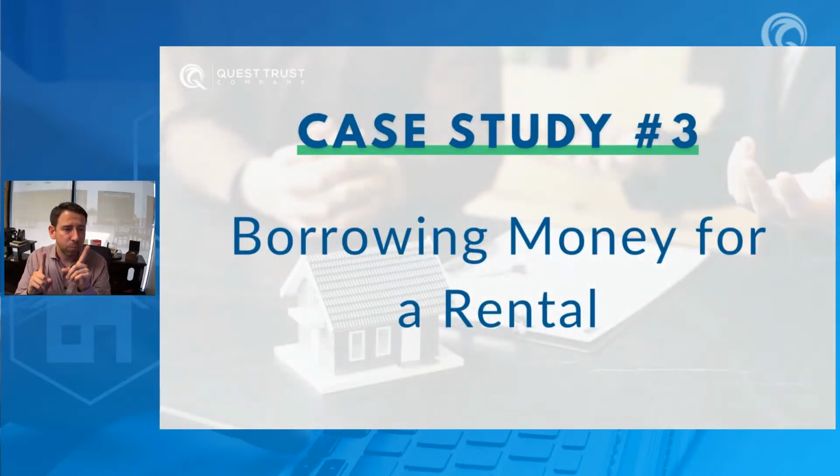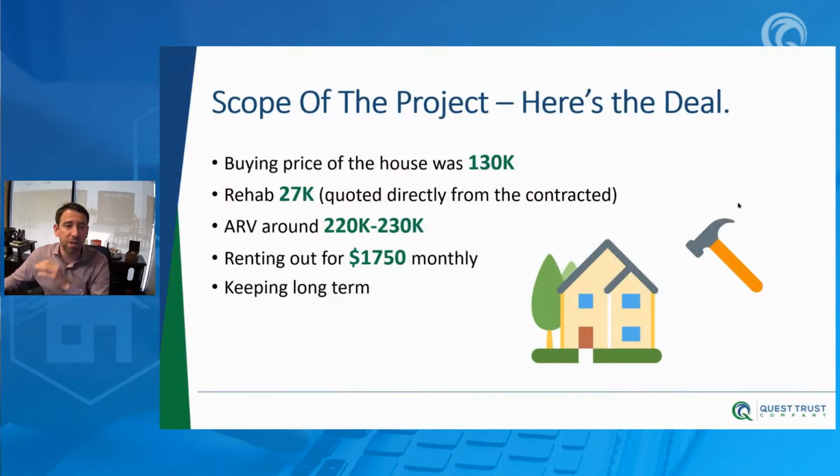Borrowing money for a rental property. Now, I like this one because this is a real deal that an IRA holder of ours used. I'm going to leave his name out of it, but I'll walk you through some of the non-recourse lenders involved as well. Pretty much the scope of the project was he found a house. It was $130,000 to buy the house. The rehab was a little under $27,000, and I got a picture of some of the HUD and the stuff from the contractor here in just a minute.